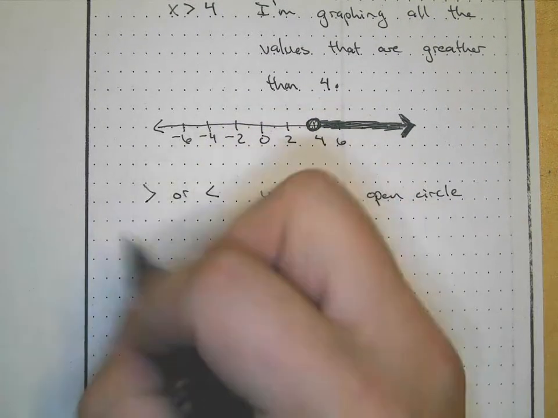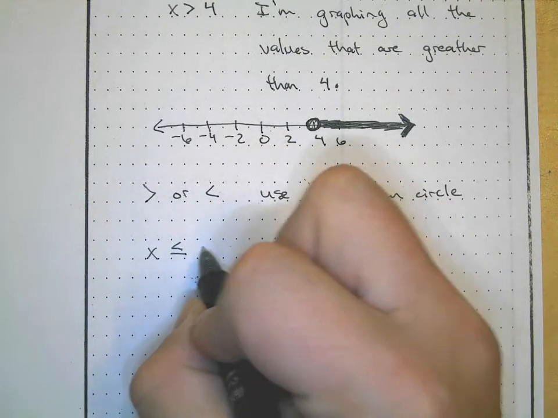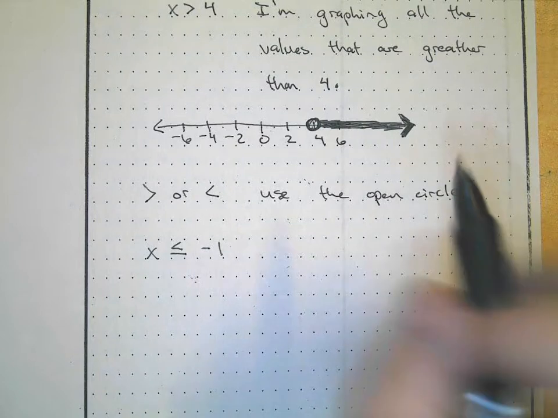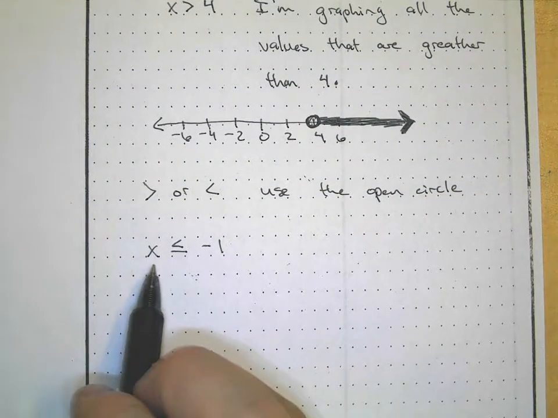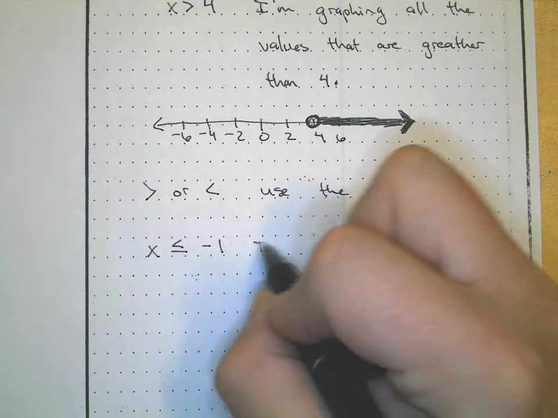Now say I wanted to graph x is less than or equal to -1. Now this is representing all the values that are less than or equal to -1.